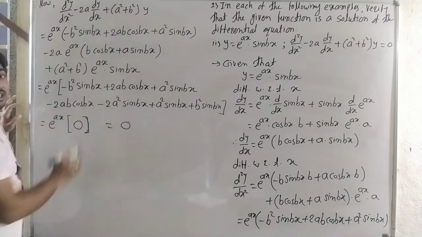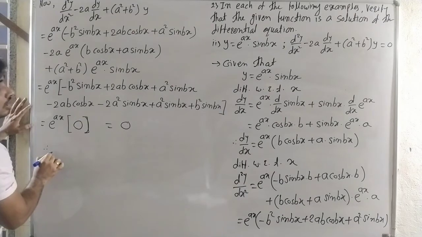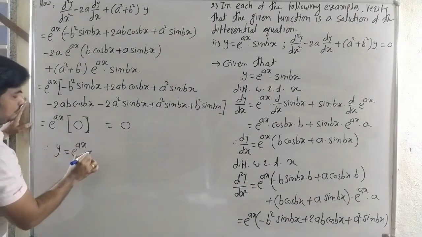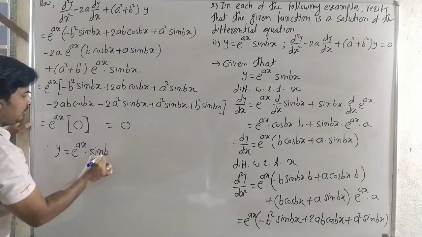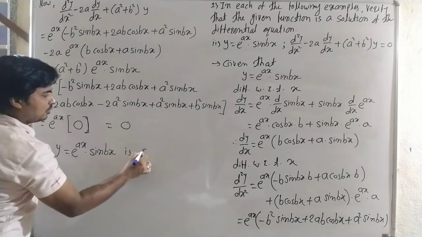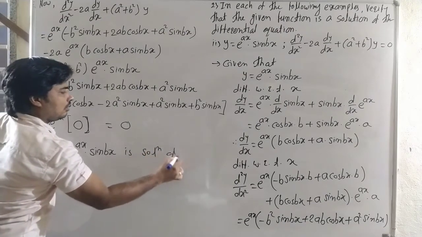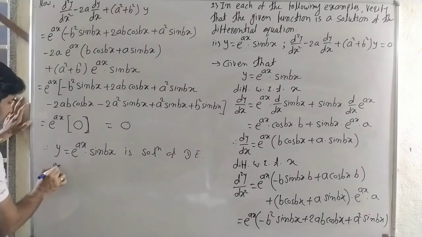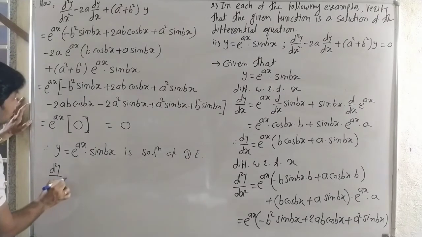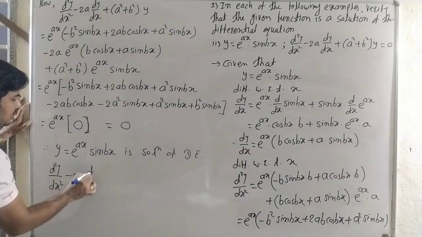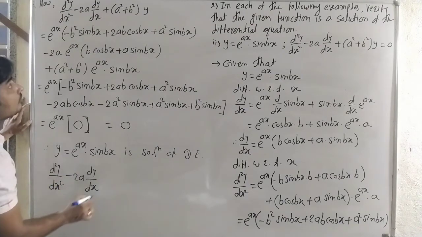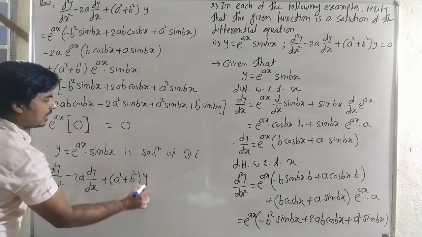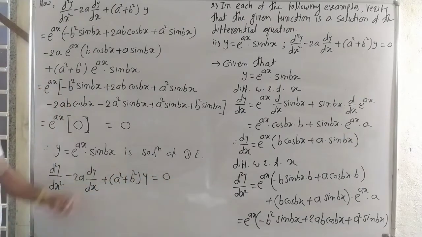That means the value of this relation is 0, and therefore y is equal to e to the power ax into sin bx is a solution of the differential equation d2y by dx2 minus 2a dy by dx plus a square plus b square y is equal to 0. It is a solution of this differential equation.